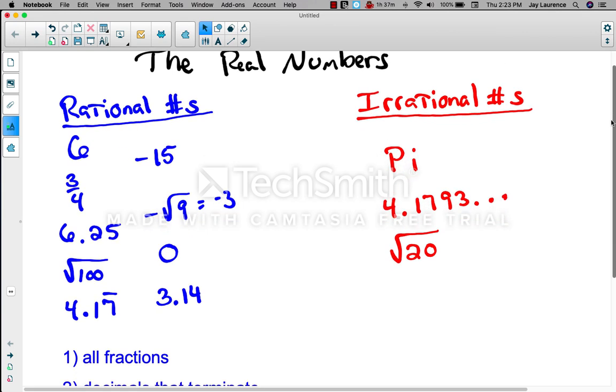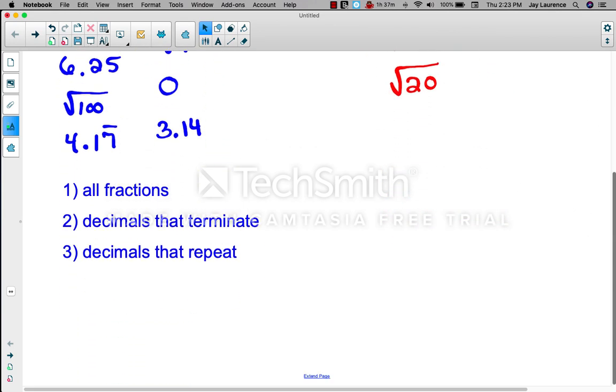All right, so let me see here. The characteristic was the decimals that never end nor repeat, like pi. It goes on forever without repeating. Square root of 20. There is no square root of 20. You can estimate it with a decimal that never ends or repeats, but there is no number times itself that equals 20 exactly. So therefore, it's an irrational number.